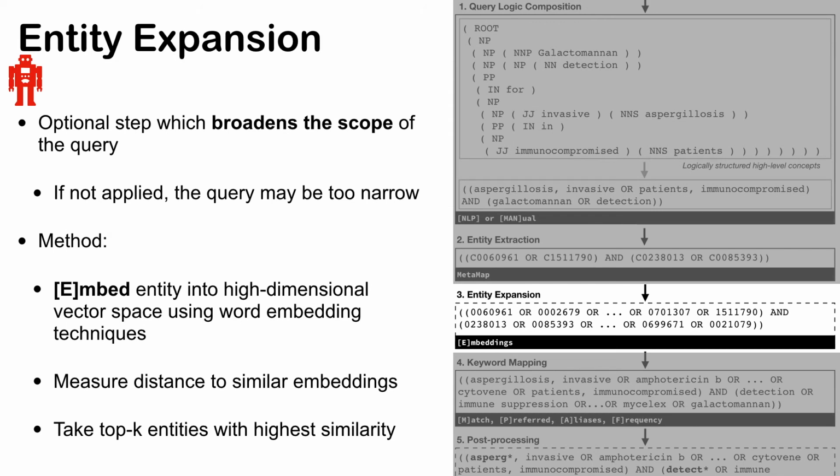The next step is entity expansion. This is an optional step which broadens the scope of the query. If it's not applied, the query may be too narrow. Our method exploits the mapped entities by mapping them into high-dimensional vector space using word embedding techniques. We then measure the distance to similar embeddings and take the top k entities with the highest similarity.